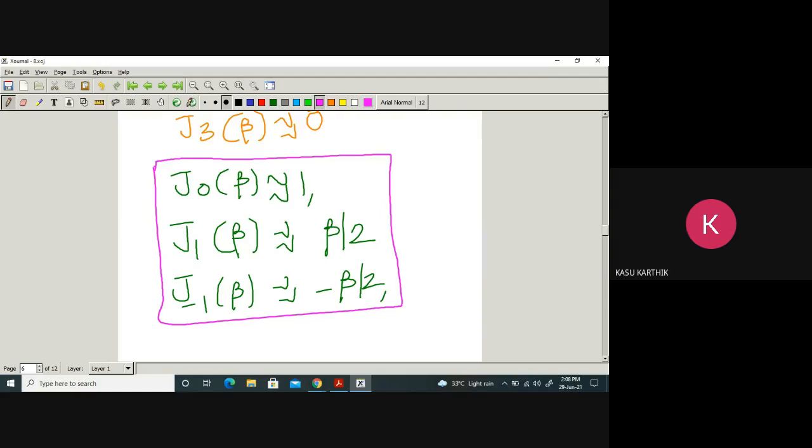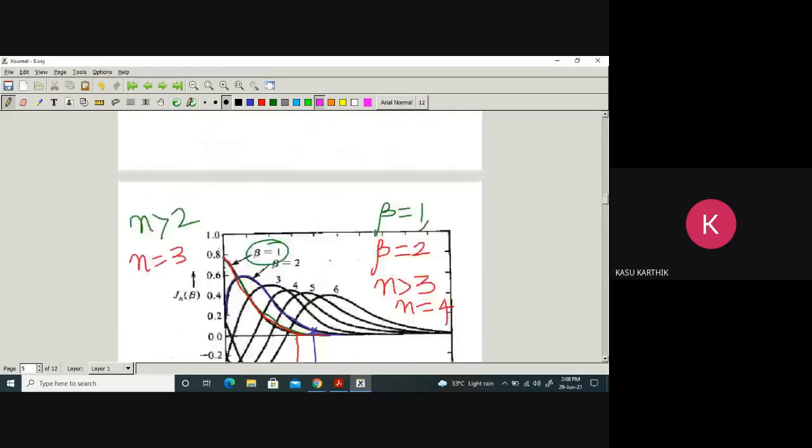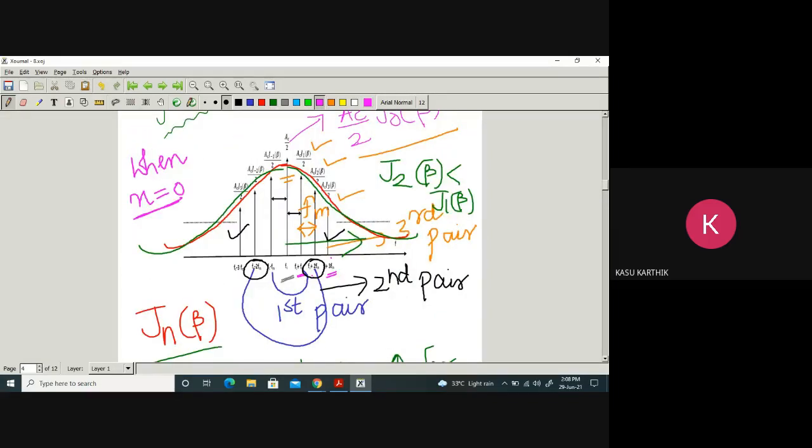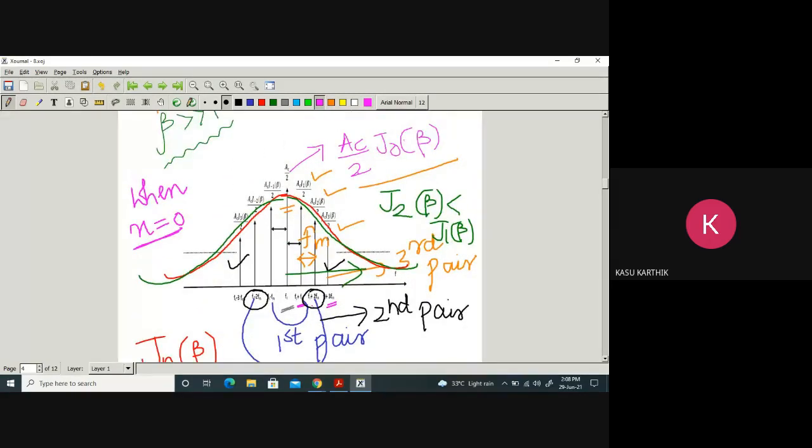Now what can you say? If beta is very small, how does the spectrum look like? Can anybody tell me? What happened to the spectrum? So only J0 beta, J1 beta, J minus 1 beta are present. The rest are becoming 0. We have only one carrier component and two sidebands.